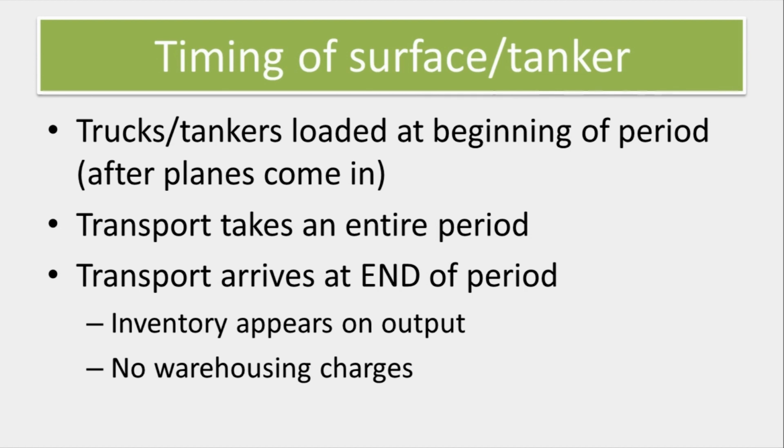Okay. The timing of surface or tanker shipments, they're loaded at the beginning of the period after the planes come in, and then transport takes an entire period. So you'll see that the transport will arrive at the end of the period. So your inventory that you receive by surface will appear on your output, but you don't get any warehousing charges on it. So it'll look like it has been received right away.